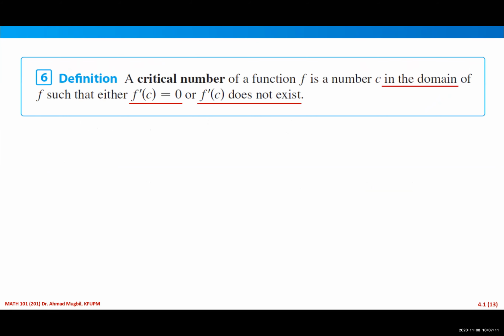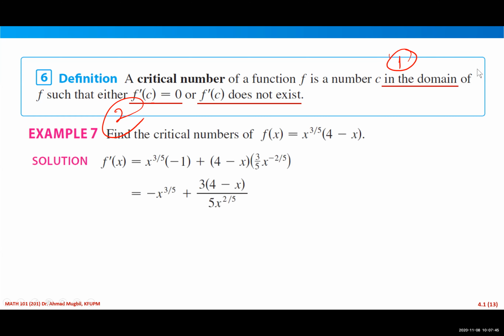Now the critical numbers. What is a critical number of a function f? It is a number in the domain. So this is condition number 1: it should be in the domain. And secondly, the derivative of the function at that number is either 0 or does not exist. So you have two conditions to check. In fact, you need to do three things. You need to find the derivative and put it equal to 0. Find the derivative and look where it does not exist, and check whether they are in the domain or not.